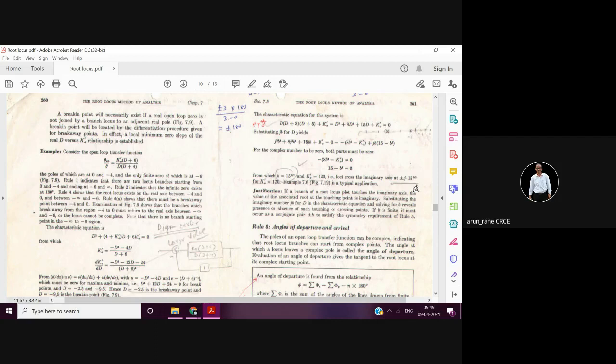How will you represent on the y-axis plus minus under root of 15 j? The j is nothing but your i, that is iota. All right. So that is where it is crossing the imaginary axis.